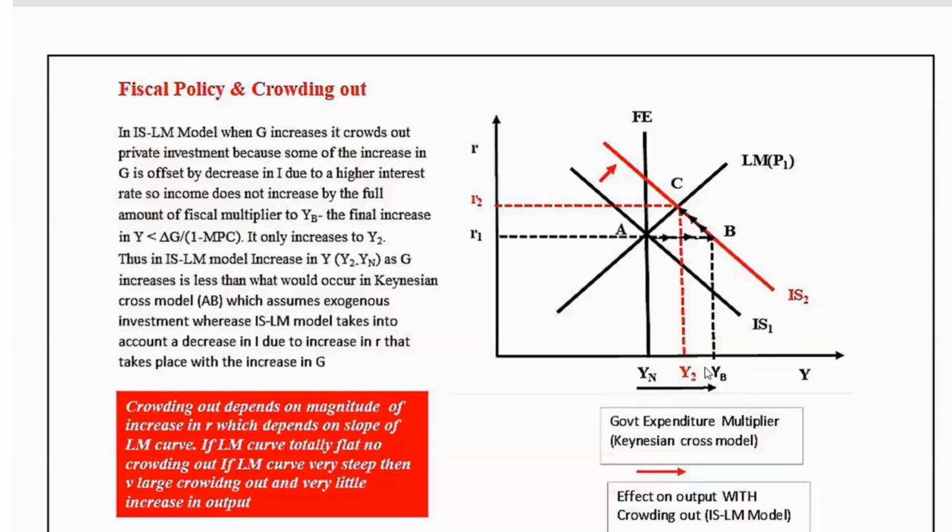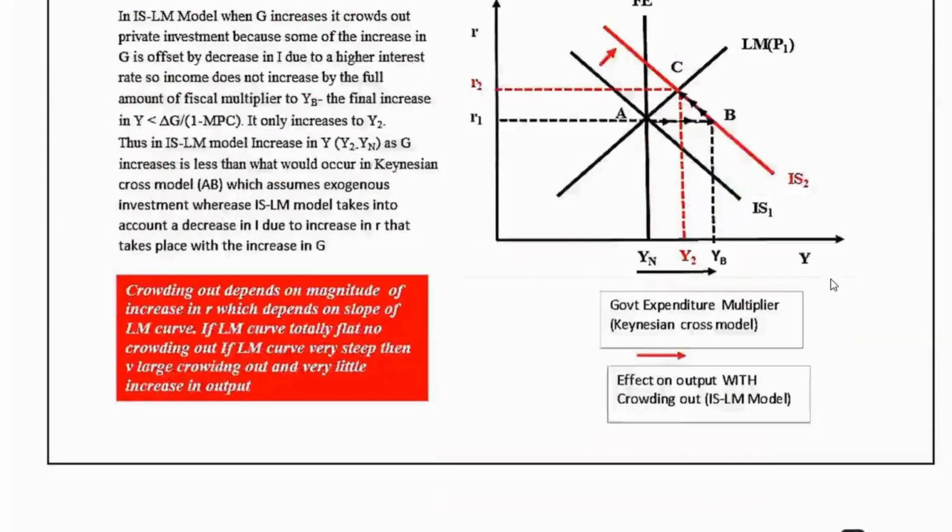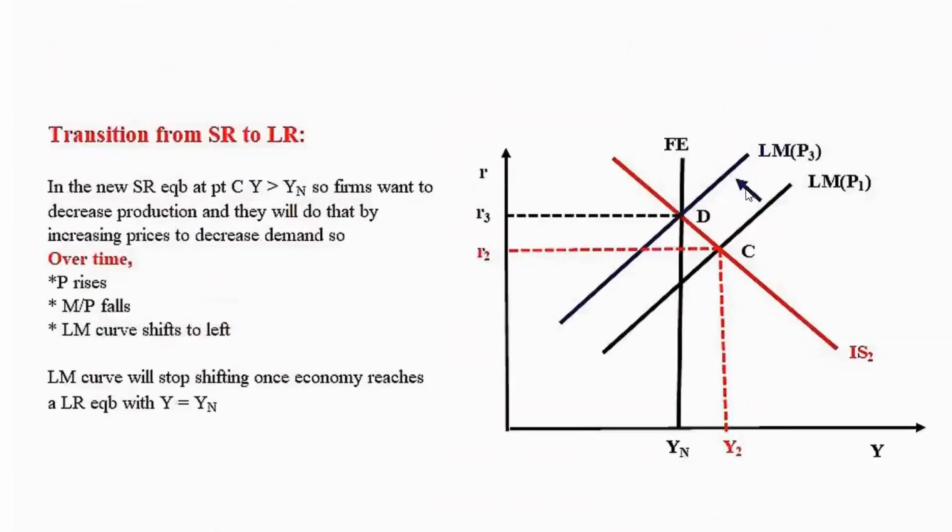But in the ISLM model, because investment depends upon R and R increases because of the increase in G, it crowds out private investment, and the total increase in output is less, where it only increases till Y2. So thus we have a crowding out of private investment because of an increase in government purchases. Now let's look at the transition from the short run to the long run.